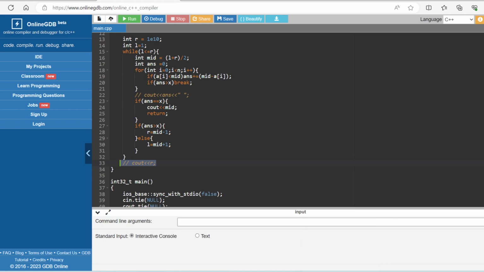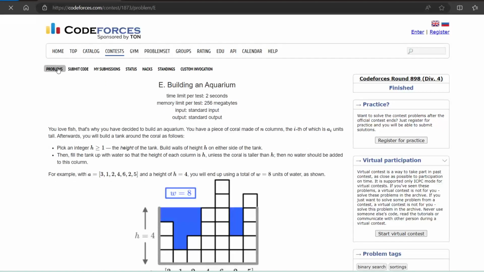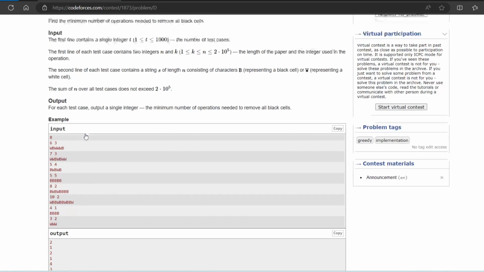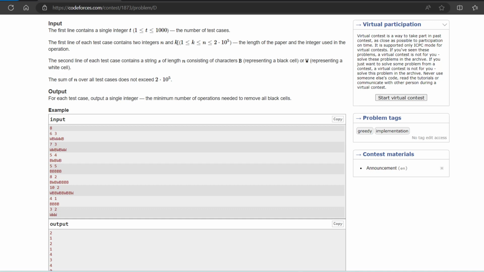Now coming to question number D. D was a very easy question. We are given two integers n and k. n was the size of the string, and k was the length of the subarray which would be changed. Suppose we encounter a B. Starting from that B, we would replace the next k characters, say 3, so these three characters would be replaced with W.